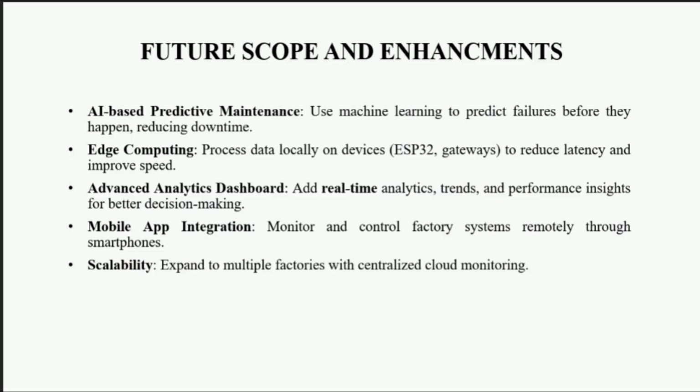This helps in decision making. One of the major improvements that can be done is mobile app integration, which makes the human work very easy. Monitoring and control of the system using smartphones. Easy remote access from anywhere. Next is the scalability factor. Expand the system to multiple factories with centralized cloud monitoring. This is very suitable for large scale industries.